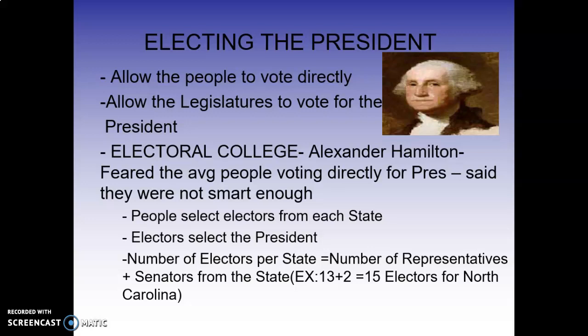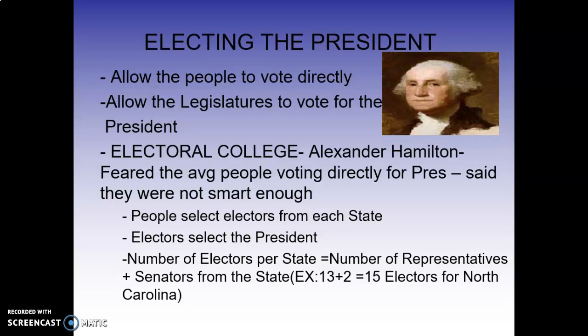So the number of electors per state are determined by the number of representatives. In our case right now in 2020, North Carolina has 13 representatives. So you take the 13 representatives and you add them to your senators, which are 2 senators. Every state has 2 senators. So that gives us 15 electors in North Carolina.